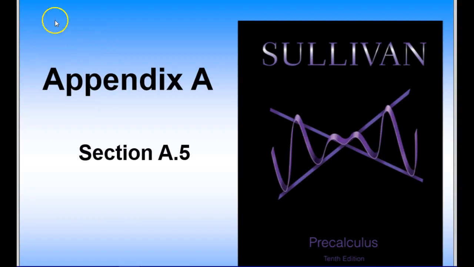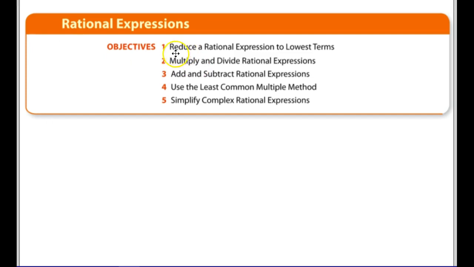All right, here we're looking at section 5 in our algebra review. So our learning targets for today: first, we're going to reduce a rational expression to the lowest terms. And all of these we're going to be dealing with rational expressions. Then we're going to multiply and divide, then add and subtract, and then we're going to be able to find the least common multiple, which will make it a lot easier down the road. And then we're going to simplify some complex rational expressions.